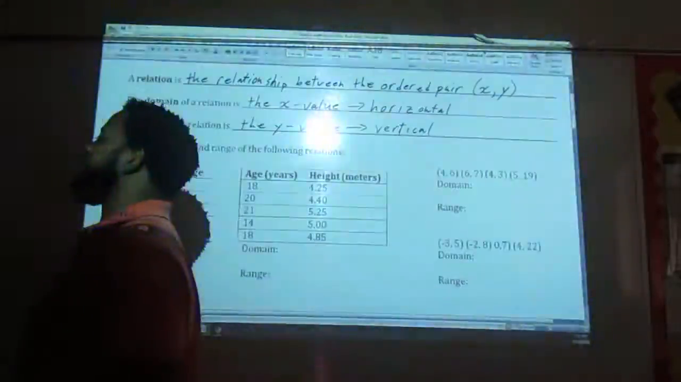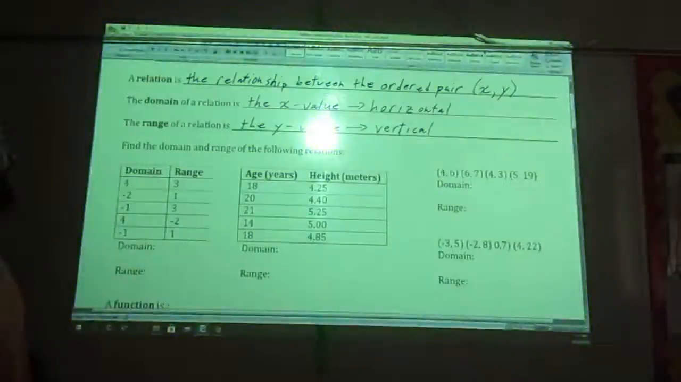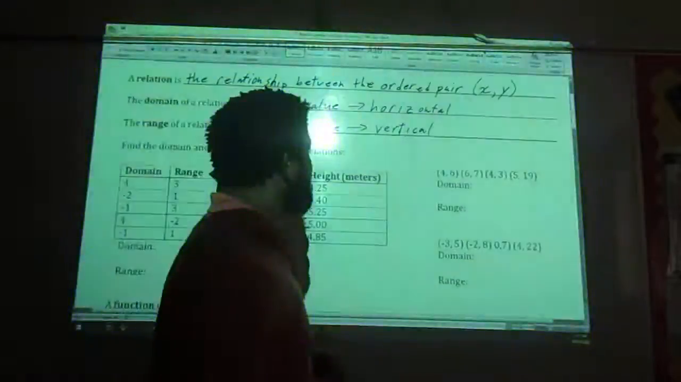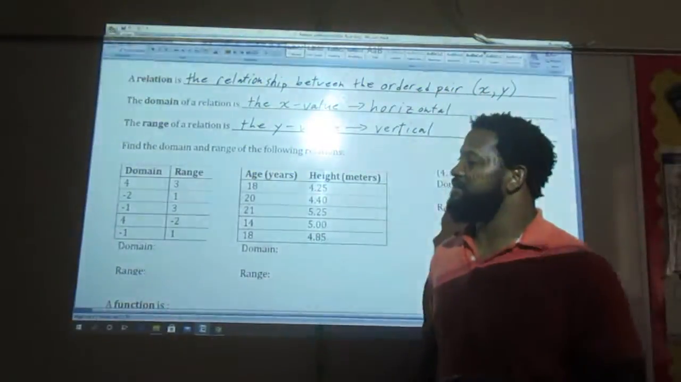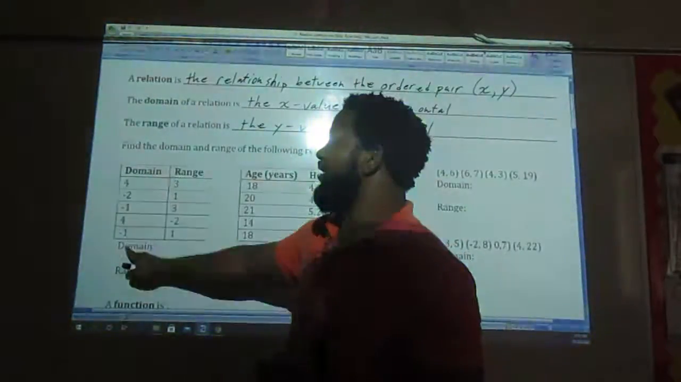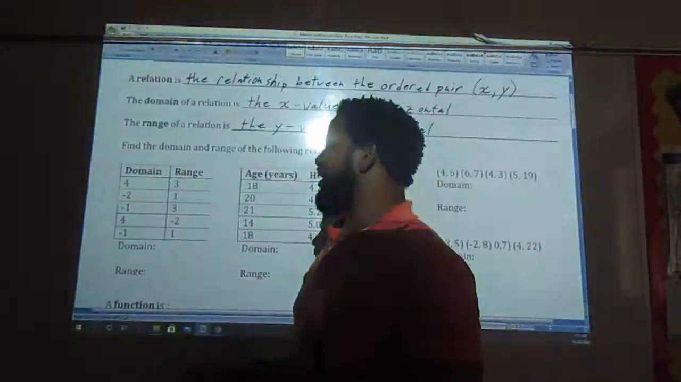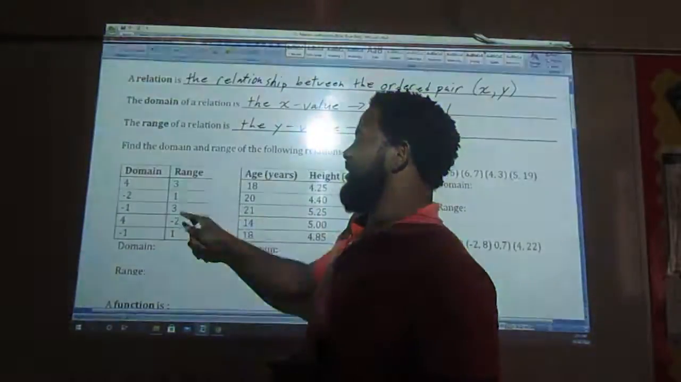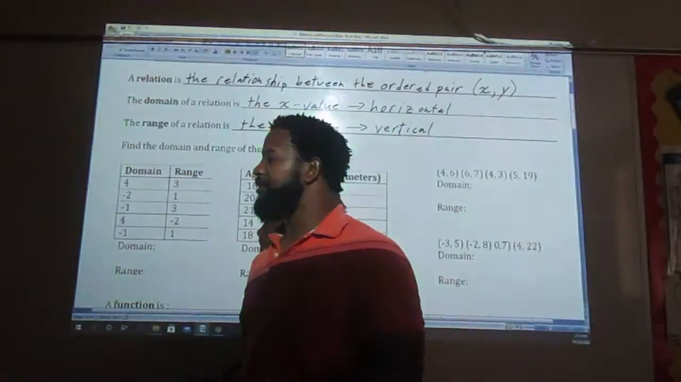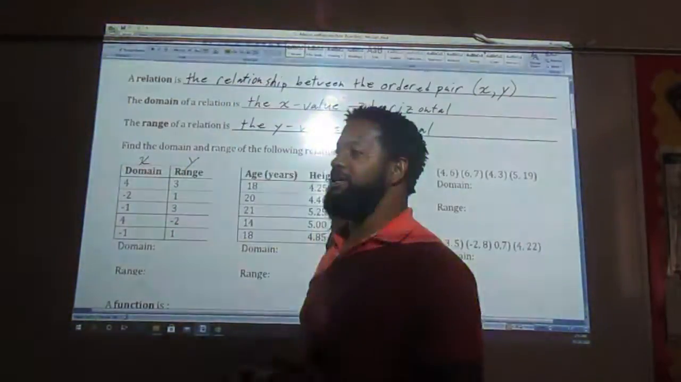So, domain and ranges of the following functions. Why do you say it like that? I don't know, but domain and ranges of the following functions, right? If you're looking at this, our domains are stated right here, okay? 4, -2, -1, 4, and -1. That's your domain, all right? Range, 3, 1, 3, -2, and 1, all right? That is our range. This is your X. This is your Y. Plain and simple.